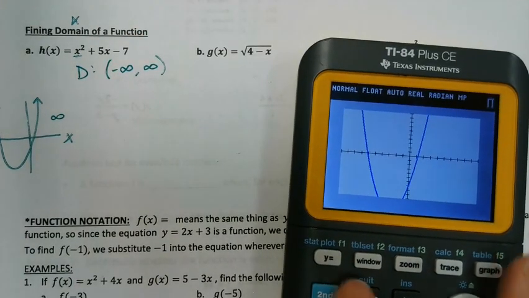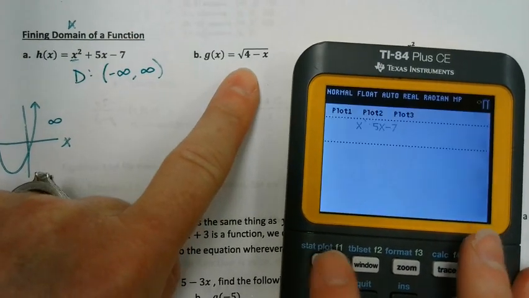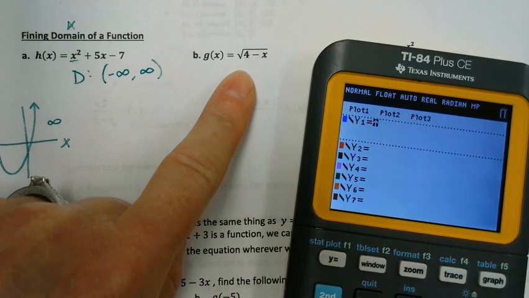All right, the next one, this is a square root function. So if I put that in, I just want to show it to you.